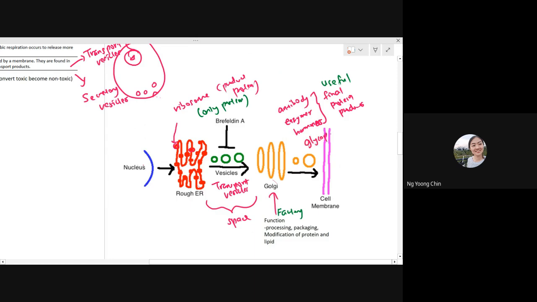Glycoprotein. What is meant by glyco? Do you know the meaning of glyco? Glycoprotein. Tell me. Glyco means carbohydrate, yeah? And you also have glycolipid.